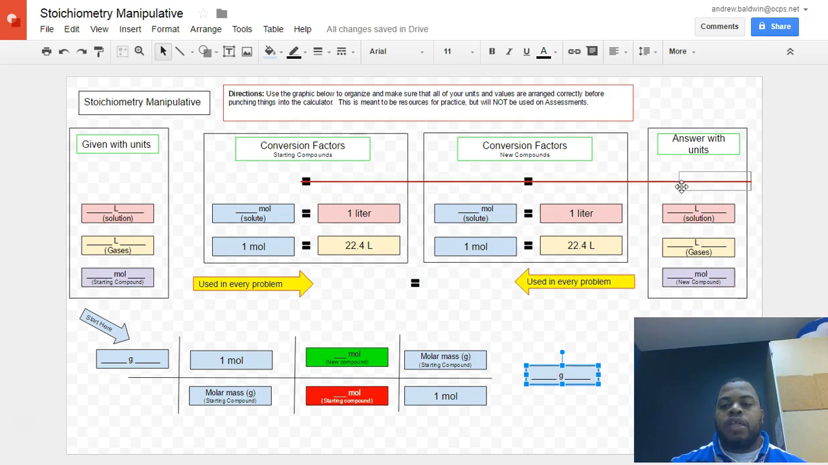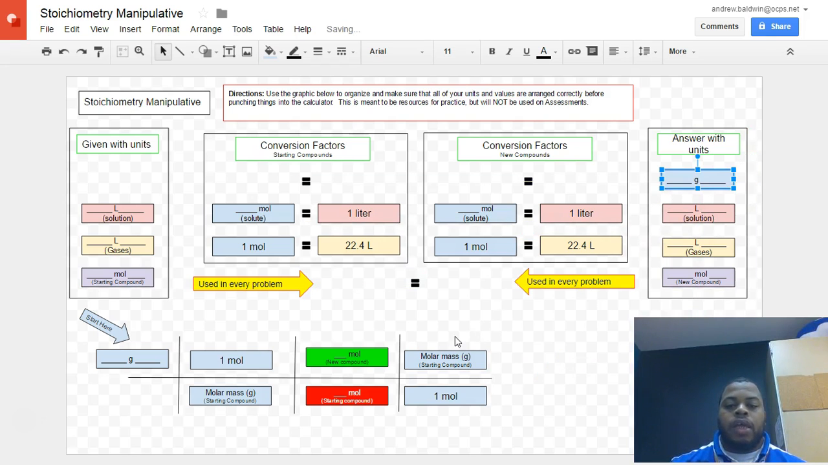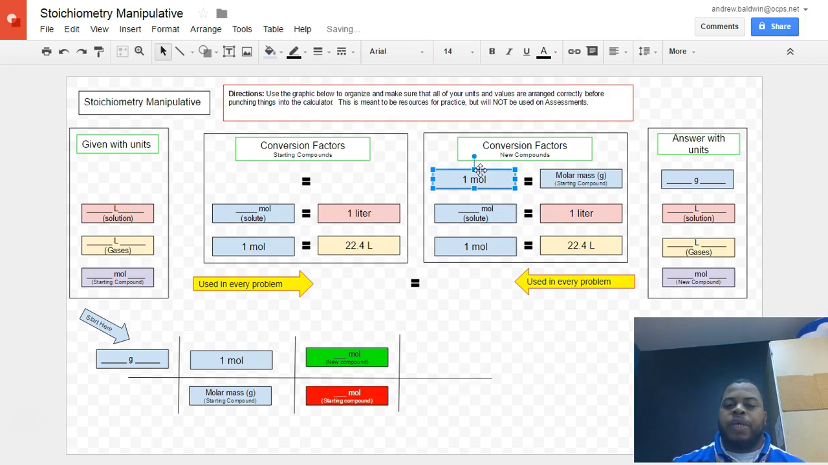What if, let's put this back, they didn't ask us to stop in grams. Maybe we're dealing with a gas. And we know that gases are kind of special. So we still started off the same way, but we want to end in liters, sorry. So which of our conversion factors should I use? Should I use the moles of solute over 1 liter or 1 liter? Or should I use the 1 mole equals 22.4 liters?